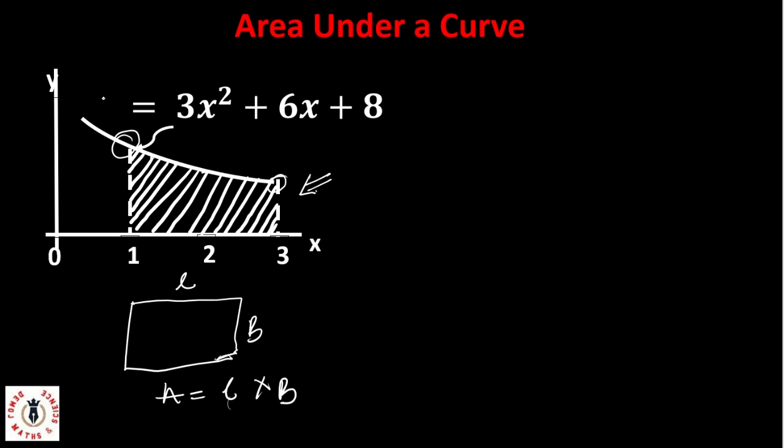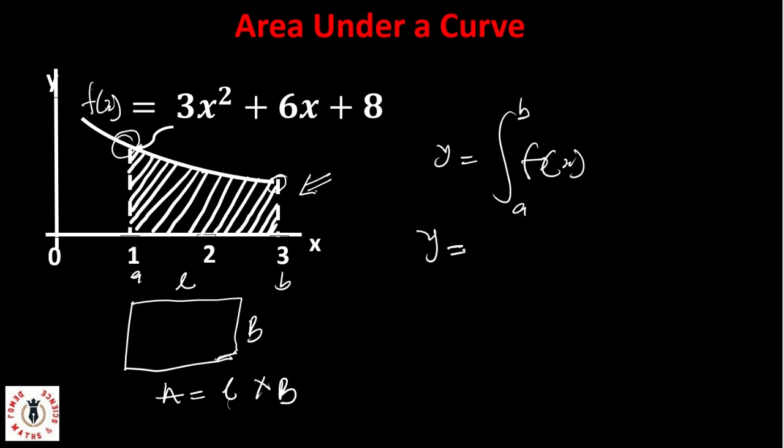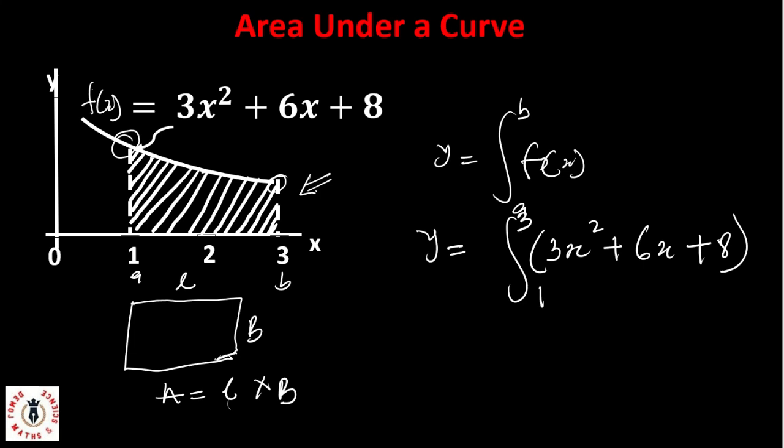That is, if this is f of x, here is f of x, my y will be the same thing as the integral of f of x. Now we're finding the area of this curve between 3 and 1. This is the same thing as saying y is equal to the integral of 3x squared plus 6x plus 8 ranging between 3 and 1. That is, my b now is 3 and my a is 1.